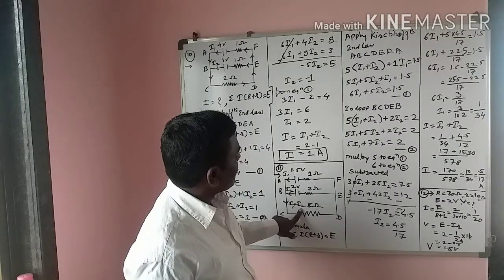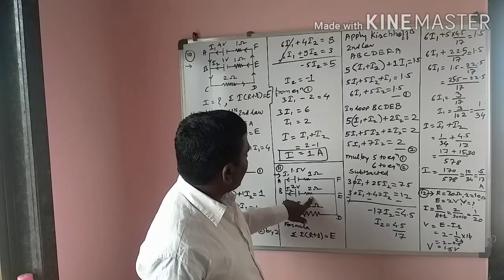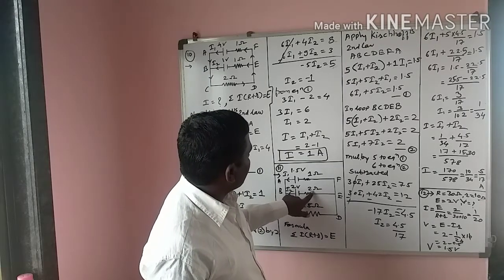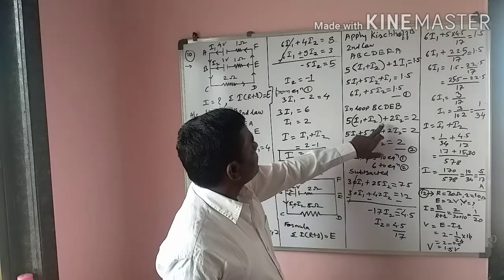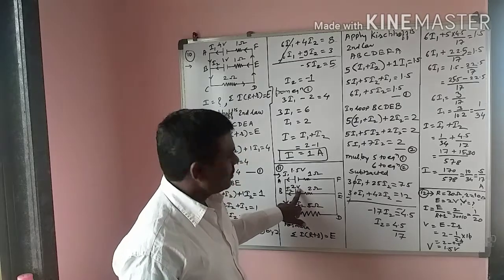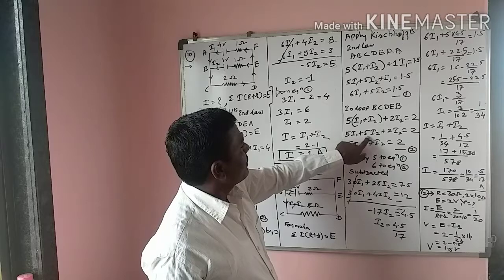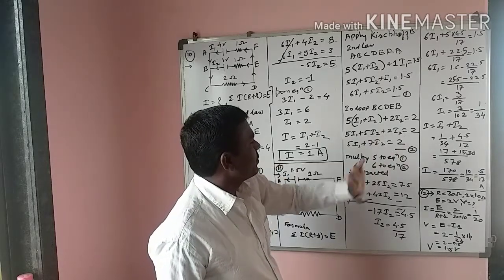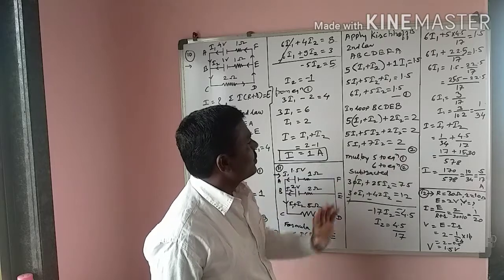So 5 times I1 plus I2, and again 2 times, that is internal resistance 2 and current I2, so twice I2 equal to twice EMF, total EMF is 2 volt, equal to 2. Multiply by 5 here: 5 I1 plus 5 I2 plus twice I2 is equal to 2. Again the same terms are added: 5 I1 plus 7 I2 is equal to 2.